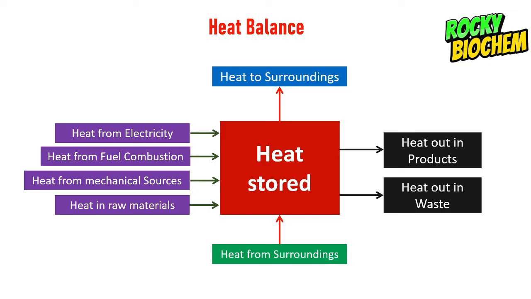We also have another category of heat called the heat stored. The category of heat that we call the heat stored can be the heat coming from the surrounding as well as the heat going into the surrounding. So the heat that is coming from the surrounding into the system can be categorized as part of the heat in, whereas the heat that is leaving the system into the surrounding can be considered as part of the heat coming out of the system. So our heat out can also be found as part of the product, or as part of our waste material. So all in all, heat in is equal to heat out. Whatever heat is entering the system should be equal to whatever heat is exiting the system.